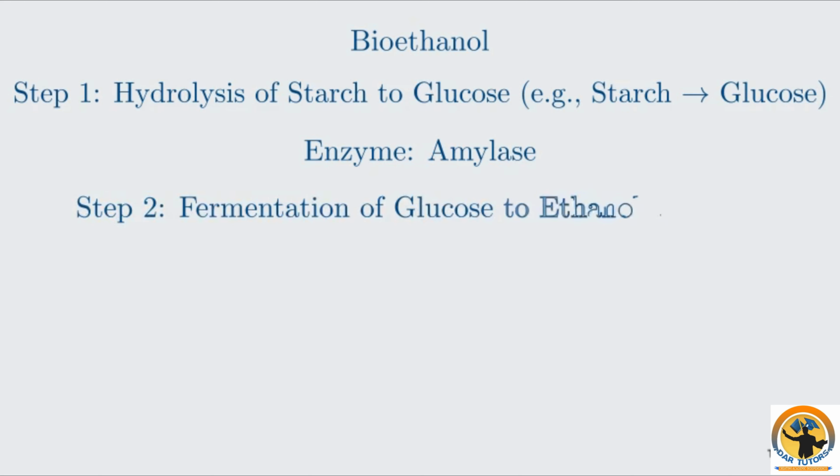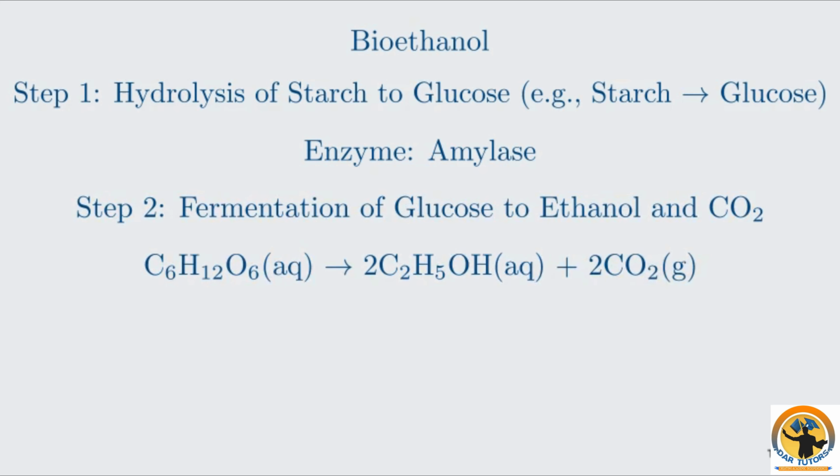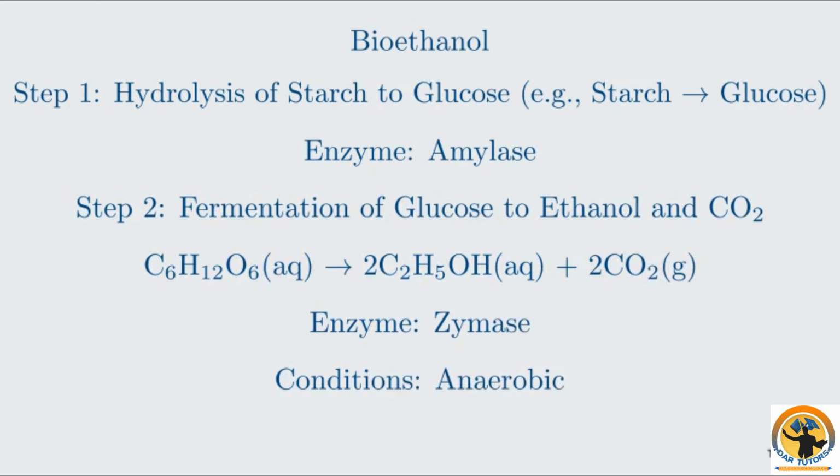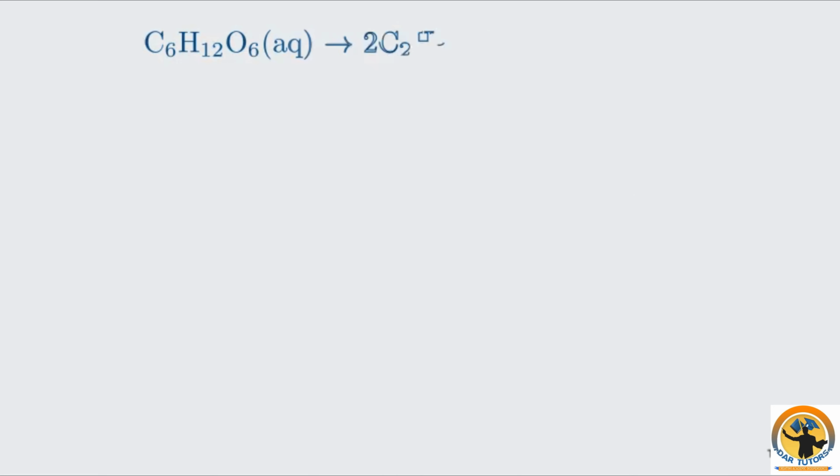Finally, yeast, a type of fungus, is introduced. Under anaerobic conditions, meaning without oxygen, yeast uses the enzyme zymase to ferment the glucose. This process yields ethanol and carbon dioxide gas. It's important to note the balanced chemical equation for the fermentation of glucose. One molecule of glucose, C6H12O6, breaks down into 2 molecules of ethanol, C2H5OH, and 2 molecules of carbon dioxide.